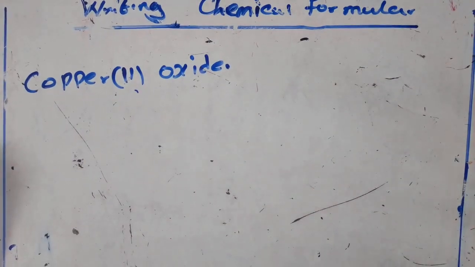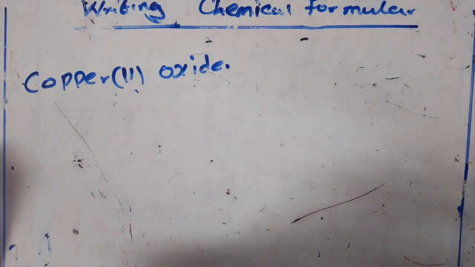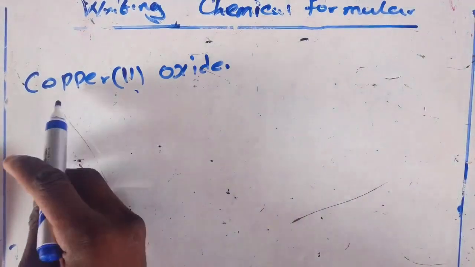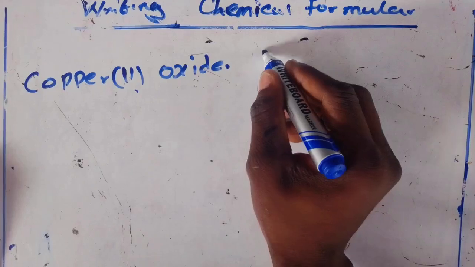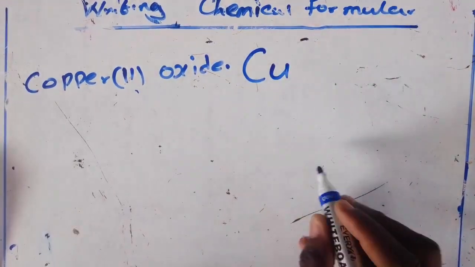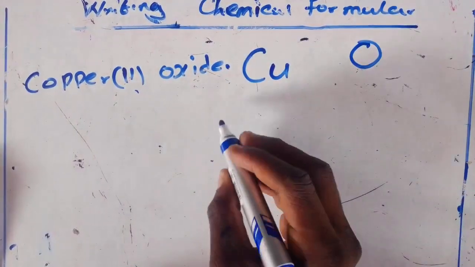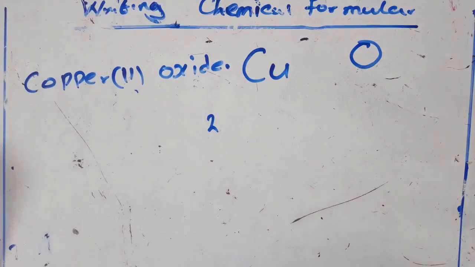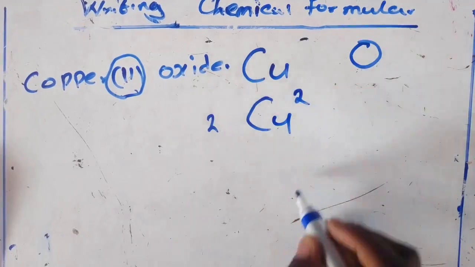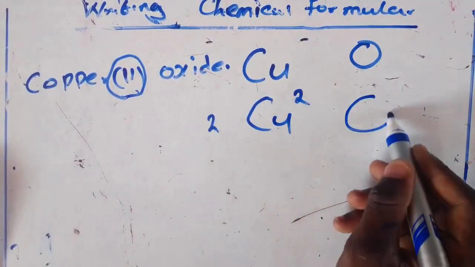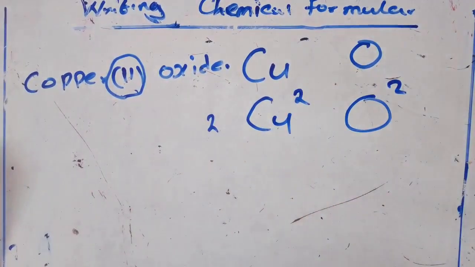So on our first step, we said that you write the symbol of the combining elements. So here we have the combining elements, which are copper and oxygen. So I'm going to write them here. Copper, this is the symbol for copper, and oxygen, this is the symbol. So step 2, you write the valences of the combining elements or radicals. Copper has a valence of 2 according to our question here, so I'm going to put a 2 here. Again, oxygen has a valence of 2 according to the periodic table.